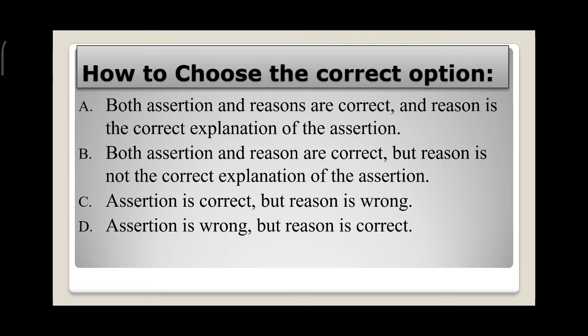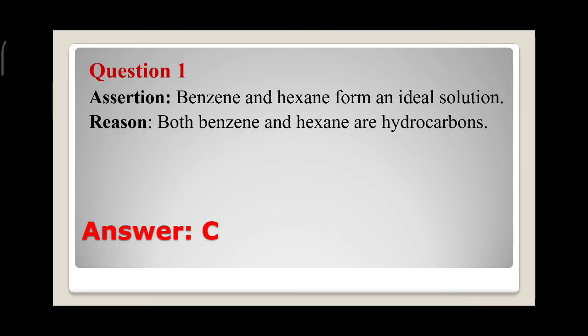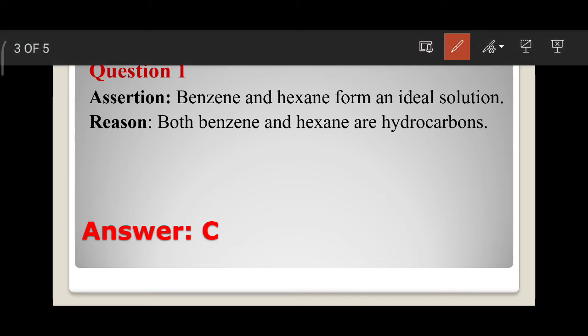Now we will be discussing a few questions on this. Coming to the first question, the assertion is: benzene and hexane form an ideal solution. The reason is: both benzene and hexane are hydrocarbons. You all know benzene and hexane are hydrocarbons, with only carbon and hydrogen. That means the reason is a correct statement, and the assertion is also correct, that they form an ideal solution.